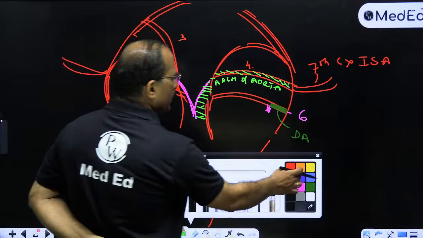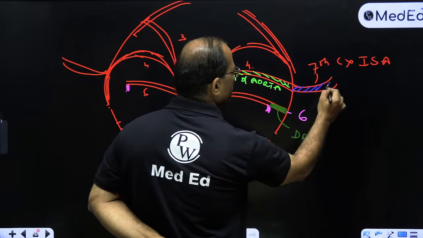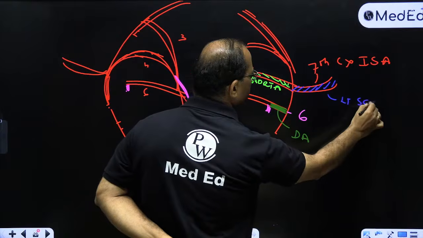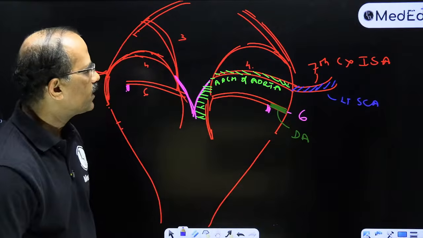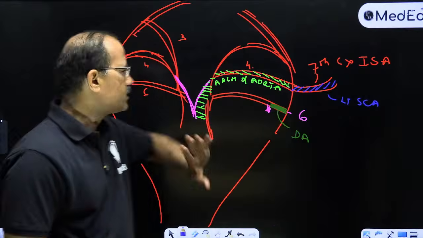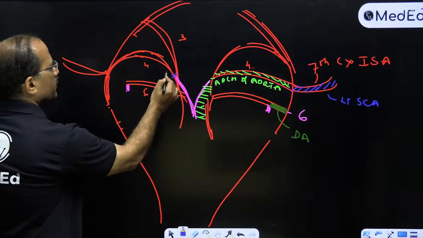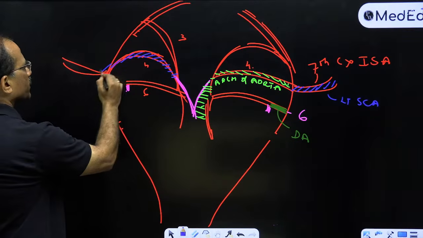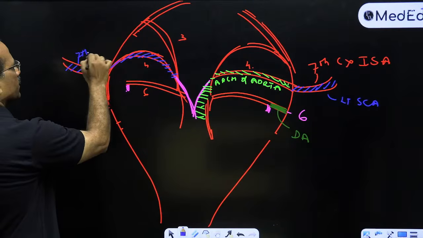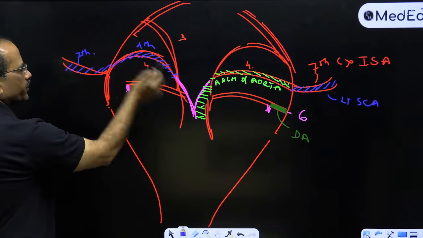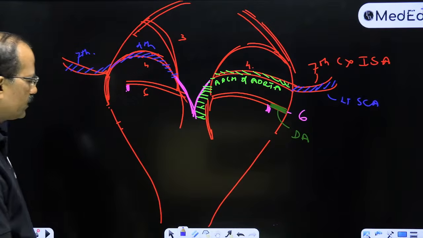So the left 7 cervical intersegmental से क्या बना? Left subclavian artery. Left subclavian artery is derived from the left 7 cervical intersegmental. The right subclavian artery is derived from the right 4th and the right 7 cervical. ये बनता है subclavian artery. Are you able to follow this?